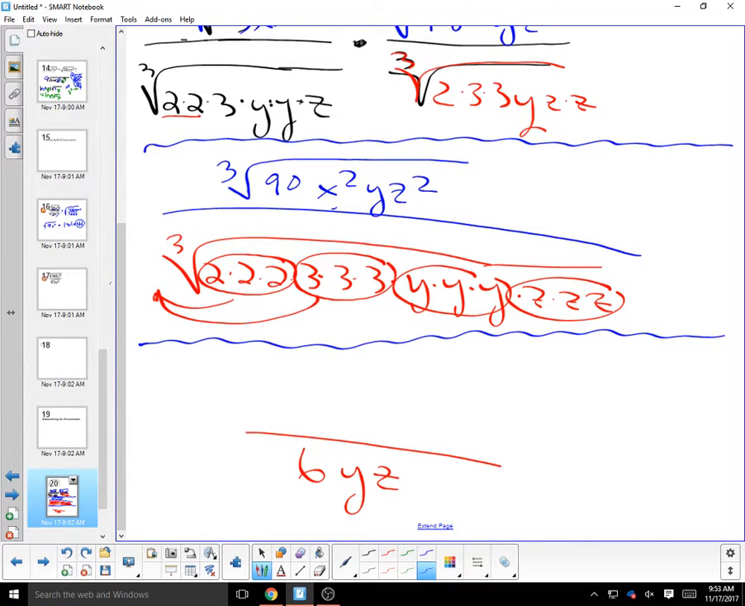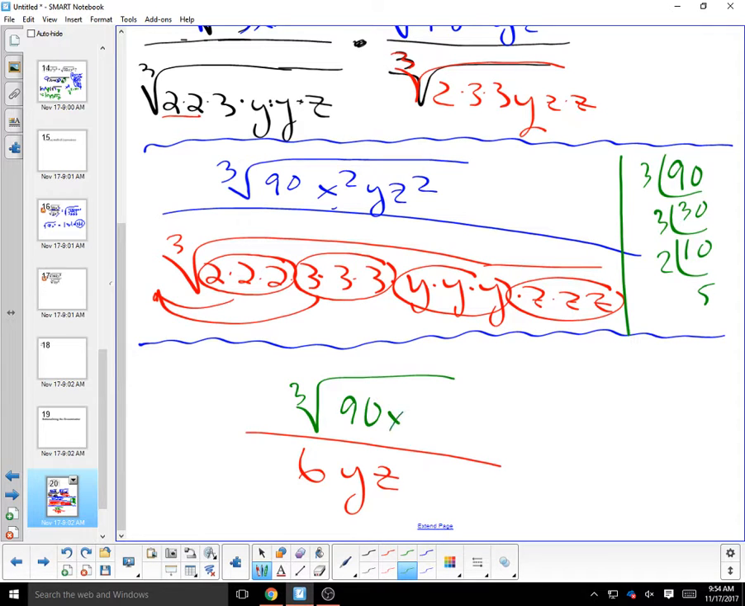I guess my only question now is, can that 90 be simplified? Yeah. So I'll just do it over here in green. I've got 90. I could divide by 3. That would give me 30, and then 3 tens. But then that's 2 times 5. Do I have any sets of 3 in there? No. So guess what? That is it right there. There's not much to do. 90 x squared y z squared.